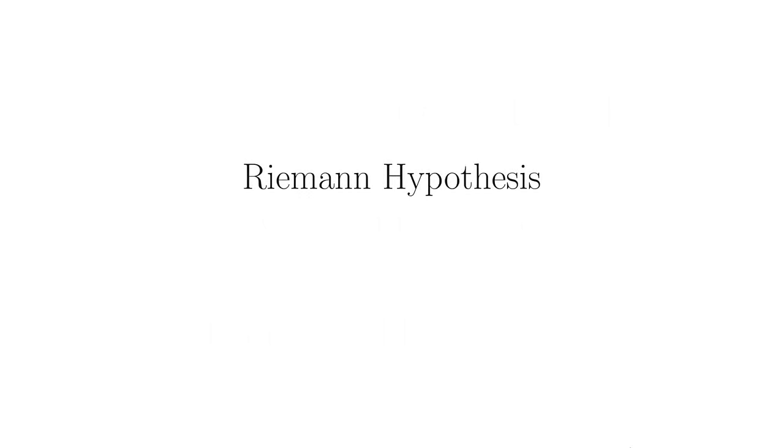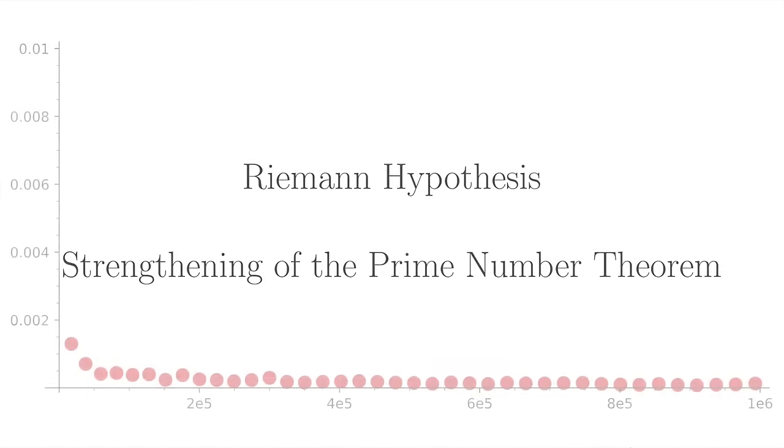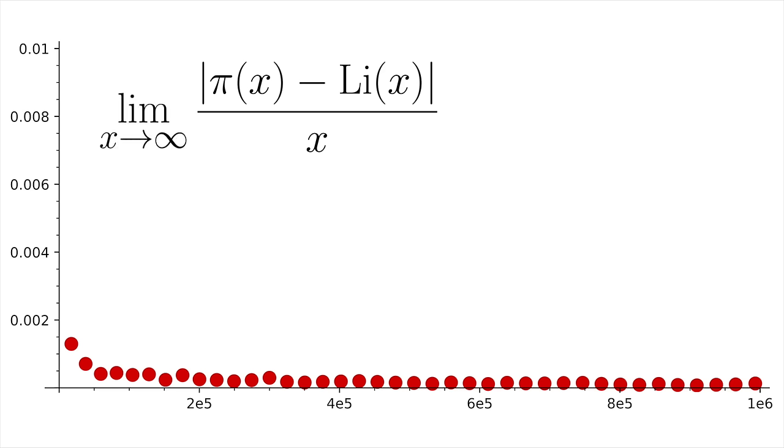So I promised to give you some insight into what the Riemann hypothesis says. And I think the best way of thinking about the Riemann hypothesis is that it's a strengthening of the statement of the prime number theorem. Here's a graph of the absolute value of pi of x minus the logarithmic integral of x, all divided by x. Note the numerator here is the error in the estimate given by the prime number theorem, and then the denominator here is the input. So you can think of this fraction here as telling you the size of the error as a percentage of x. What the prime number theorem says is precisely that the limit of this ratio is exactly zero. And that should be pretty believable from this graph.